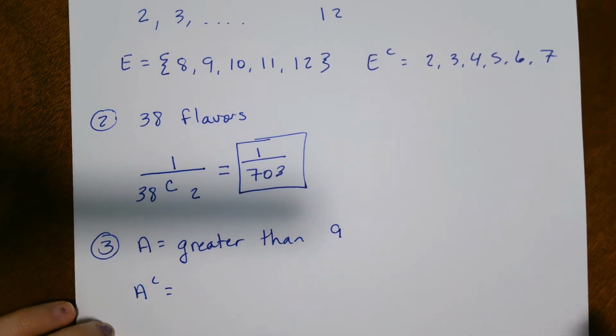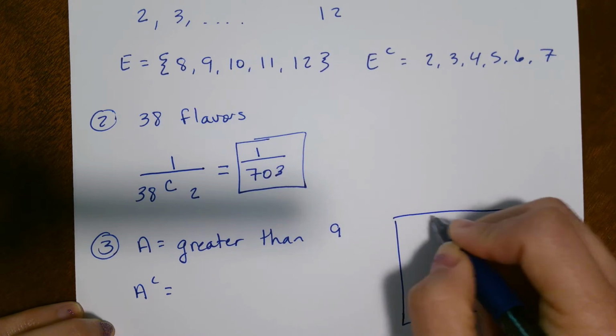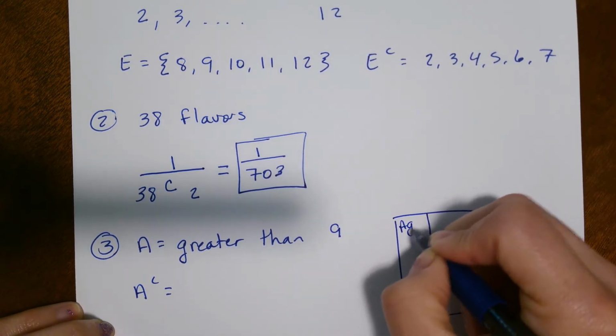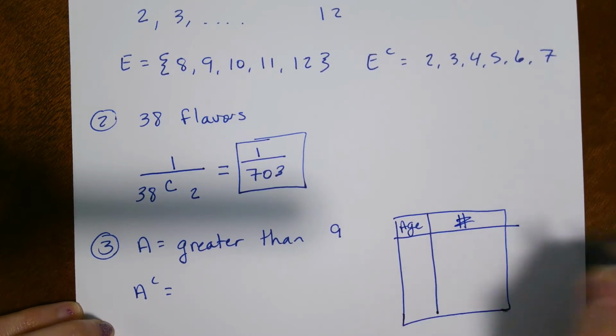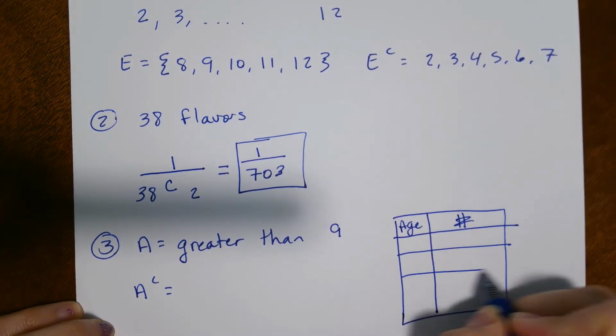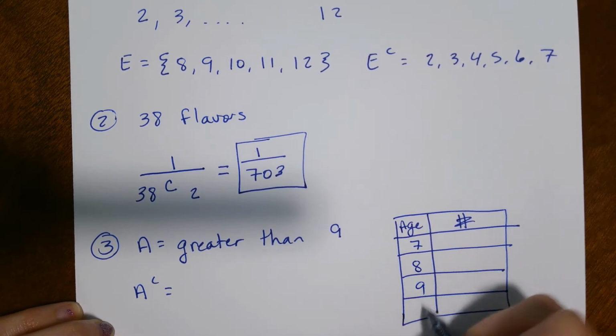So we're given a chart. I'll go ahead and write it up here so it makes sense. We are given a chart. It's got 2 columns. We got age and number of players. So their age range is 7 to 10.